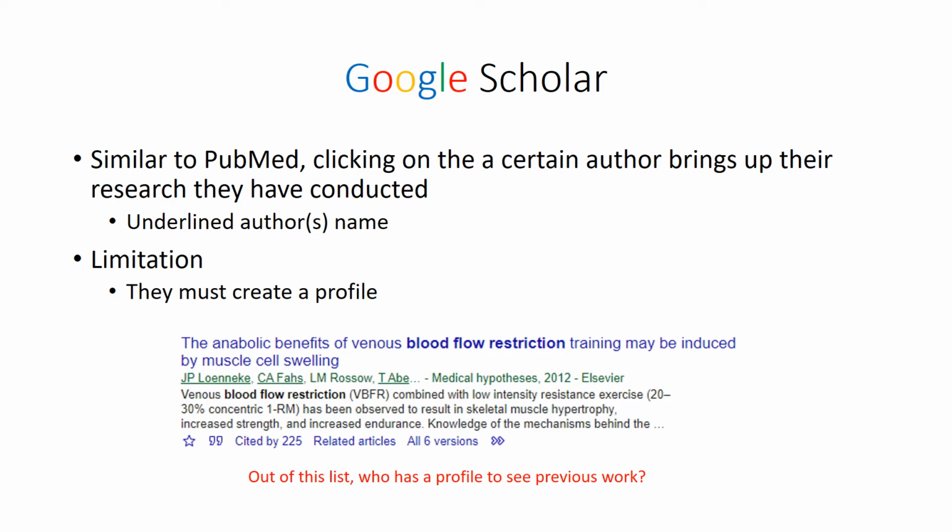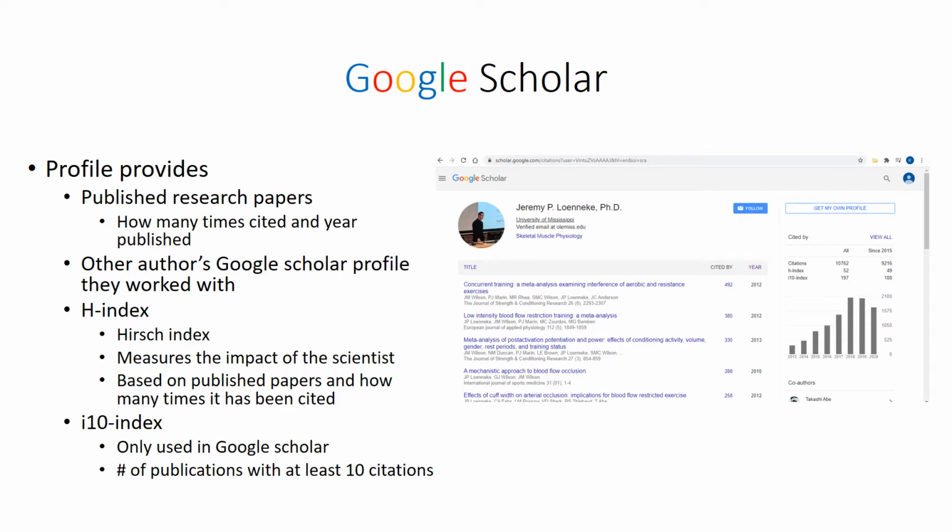The majority of researchers will opt in and create a profile, as this can be beneficial for them in their future. When you look at their profile, you can see their published research papers, how many times each research paper has been cited, and the year in which it was published. Further, on the right side, you can see how many citations they have had in each year. Another thing with this Google Scholar profile is that below the citations, it will list other authors' profiles that they've worked with.